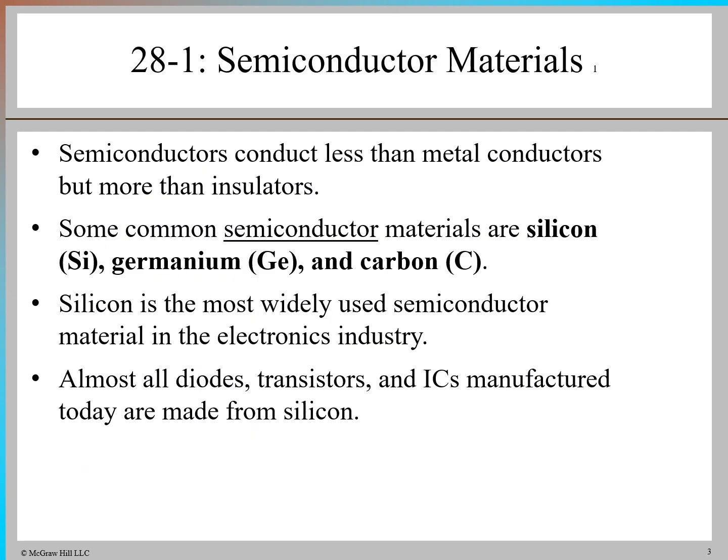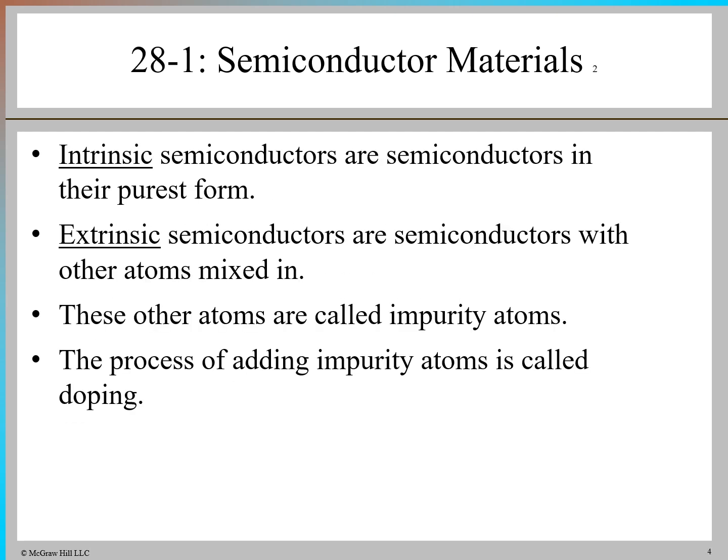Semiconductors conduct electricity less effectively than metals, but more than insulators. Common semiconductor materials include silicon, germanium, and carbon, with silicon being the most widely used in the electronics industry. Most diodes, transistors, and integrated circuits today are made from silicon.